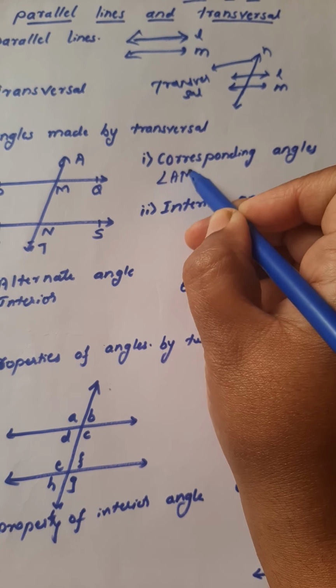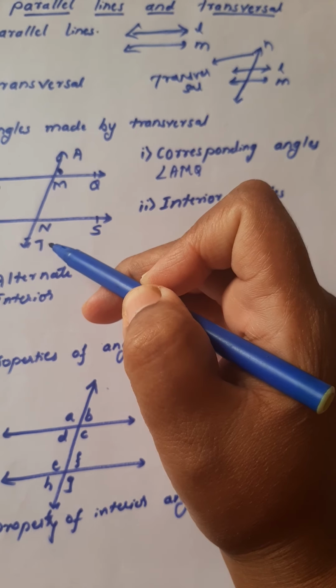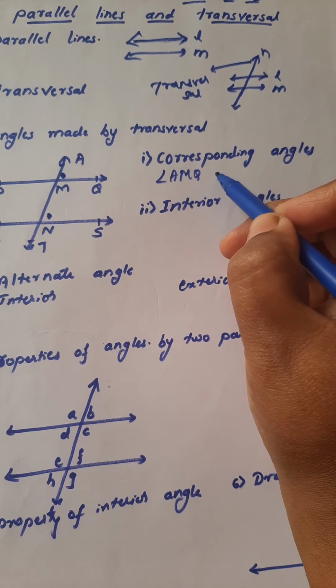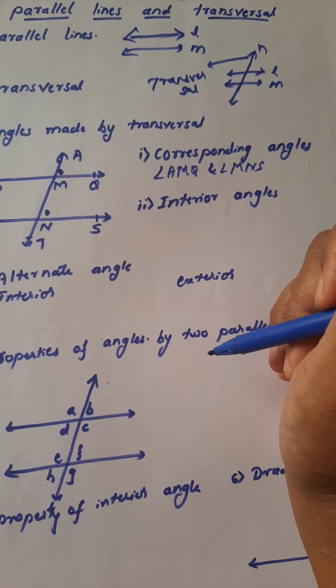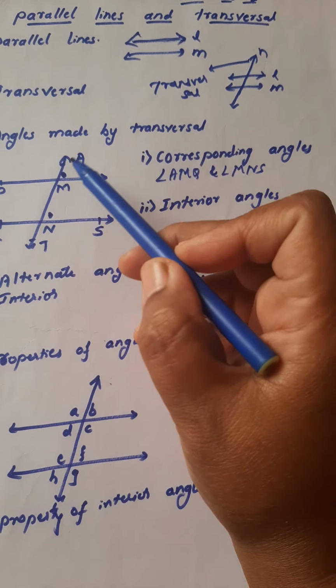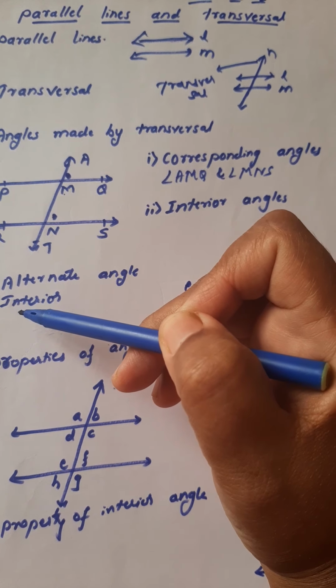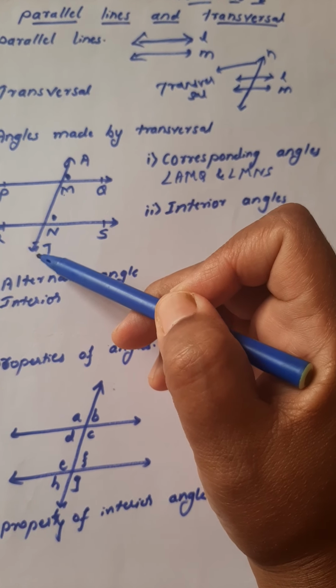angle AMQ, which is outside of the two parallel lines, and angle MNS. This is also a corresponding angle. Understand? You can write the next pair here, AMP and MNR. This is the second pair of corresponding angles. Similarly, we can take one interior and one exterior also.